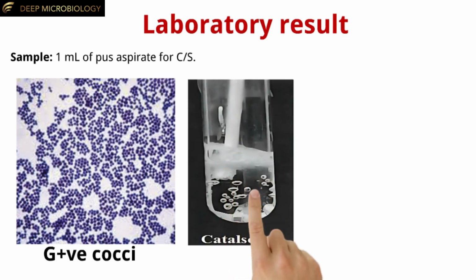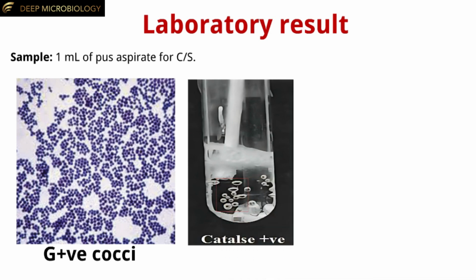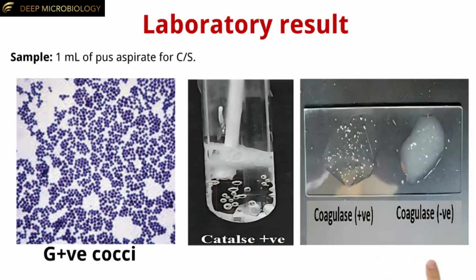The catalase test came back positive, indicating the bacteria can break down hydrogen peroxide into water and oxygen, producing bubbles. This suggests the bacteria is likely a Staphylococcus species, but further confirmation is needed. The coagulase test was positive. Coagulase is an enzyme that causes blood plasma to clot, which can be observed as clumping.